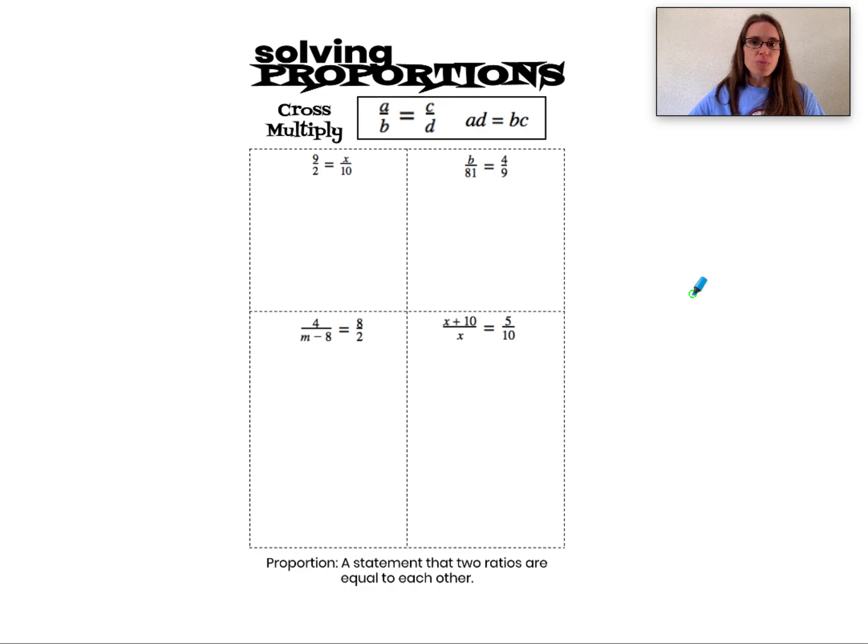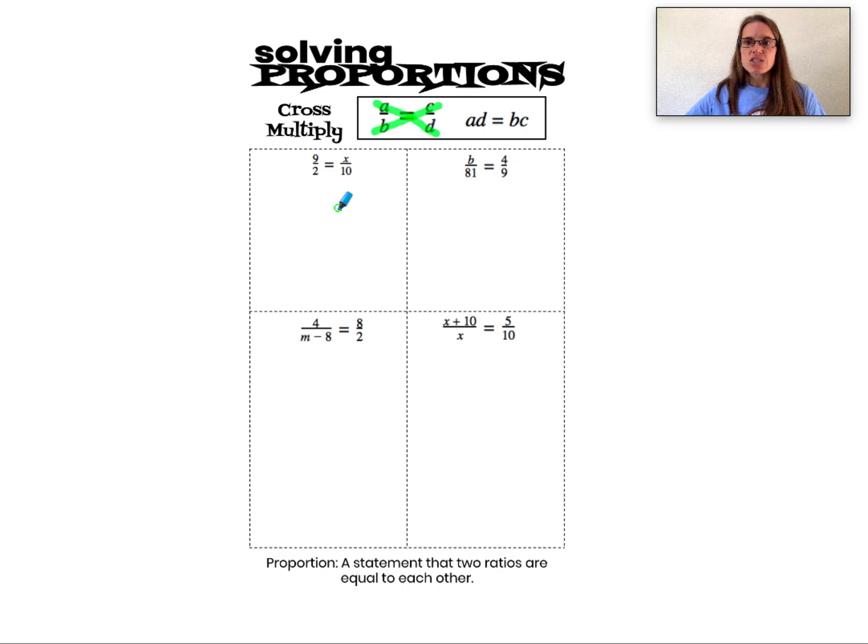When I am solving proportions, I'm solving equations in which one ratio equals another ratio. In algebra, we do this using cross multiplication. So for ratio A divided by B equal to ratio C divided by D, I cross multiply, meaning I multiply A times D, and I set that equal to B times C.